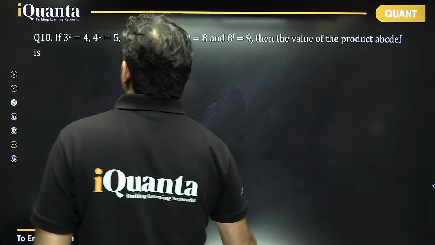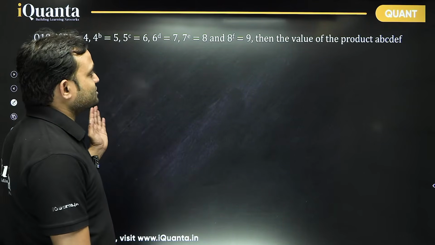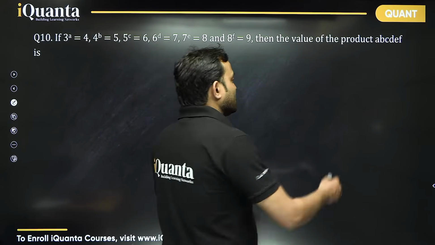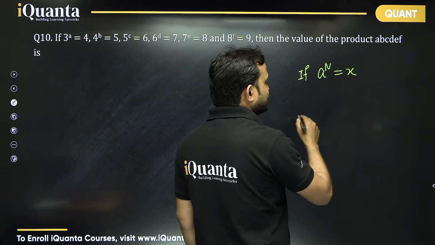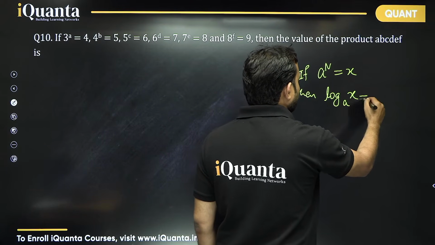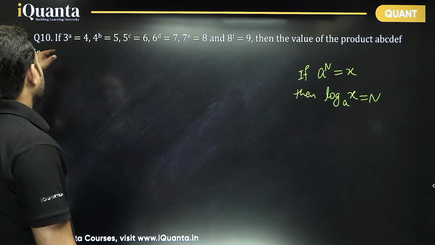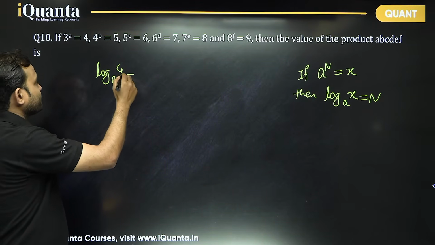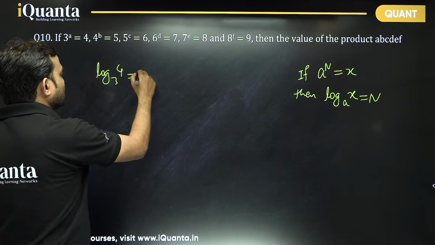Okay. If 3 to the power a is equal to 4, 4 to the power b is equal to 5, 5 to the power c is equal to 6, and so on, then the value of the product a, b, c, d, e, f. To solve this question, you need to know that if a to the power n is equal to x, then we can say that log x to the base a will be equal to n. Just exchange the position of n and x. So here, exchange the position of a and 4. Can I say log 4 base 3 is equal to a.